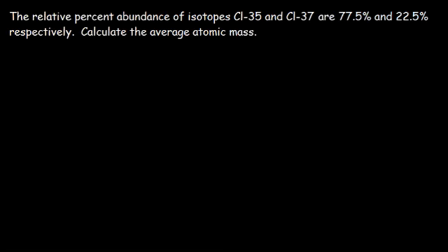So we're given the relative percent abundance of 2 isotopes of chlorine. How can we calculate the average atomic mass? The equation that we need, the average atomic mass in AMU, is going to be equal to the mass of the first isotope times the percentage in decimal form plus M2P2.